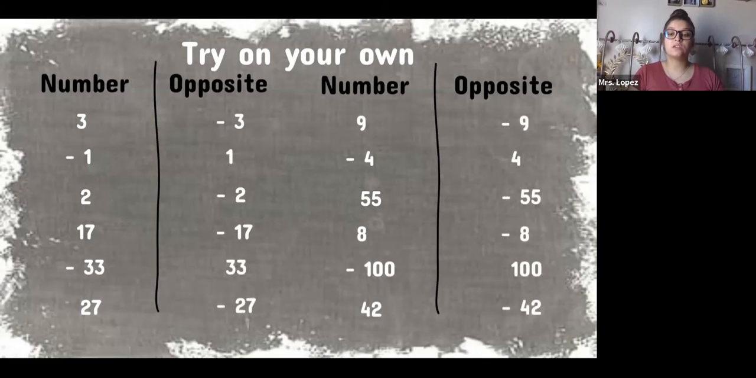So check your answers. Pause the video for 2 minutes to check your answers and make sure you got it right. And just know that with number opposites, the sign is the opposite of the number. You're not changing the number at all. You are changing the sign. The opposite of positive is negative, and the opposite of negative is positive.